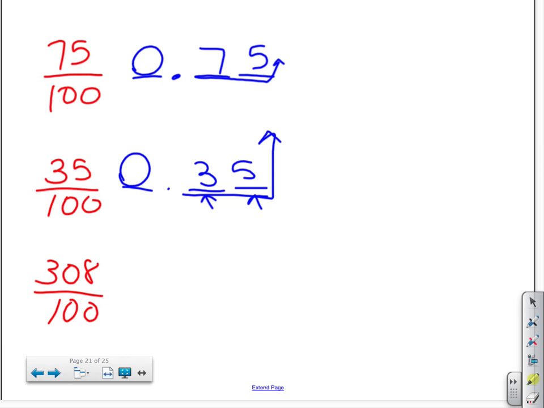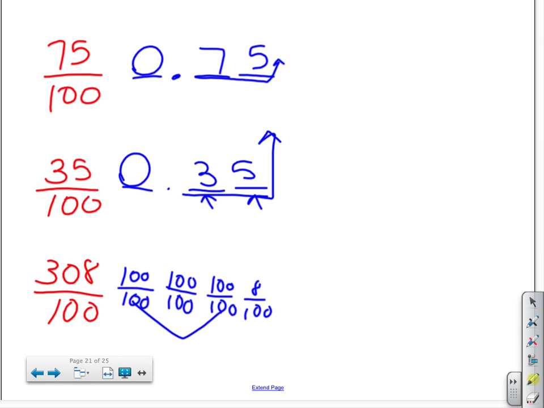308 hundredths is an improper fraction. We know that that's going to be some wholes and some parts. There's a couple ways you can think about it. You could pull out groups of a whole. So I end up with 3 whole groups, and in my last group I'm left with 8 to fill that last group of 100. That's going to give me 3 wholes and 8 out of 100, which I can then write as a decimal as 3 wholes and 8 hundredths.